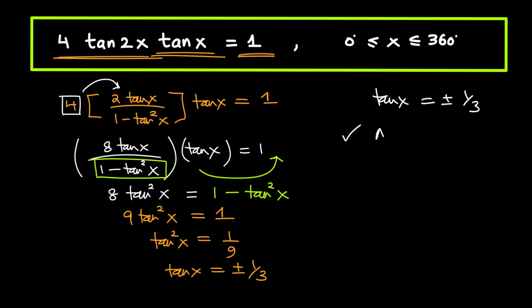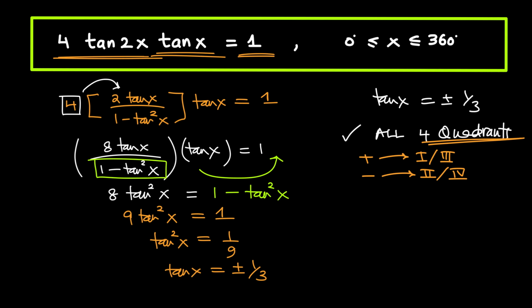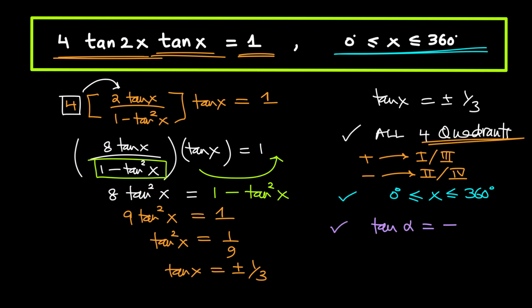The first thing is all 4 quadrants. Why? Because for positive, we have the first and third quadrant. For negative value of tangent, we have second and fourth quadrant. So therefore, the answer is in all 4 quadrants. What else is there? The range is still the same. X lies between 0 and 360 degrees. Calculation of the basic angle: tangent of alpha is equals to plus 1 over 3.